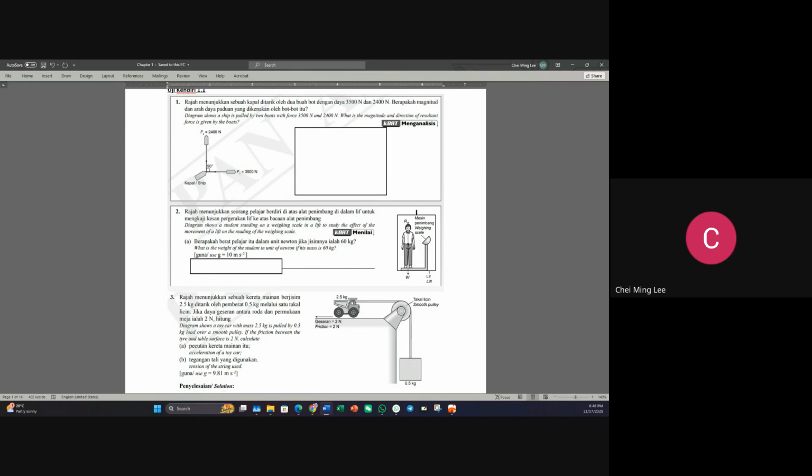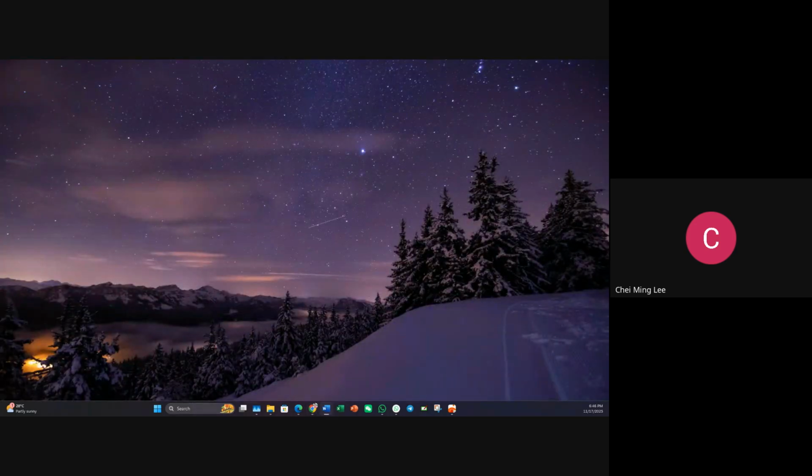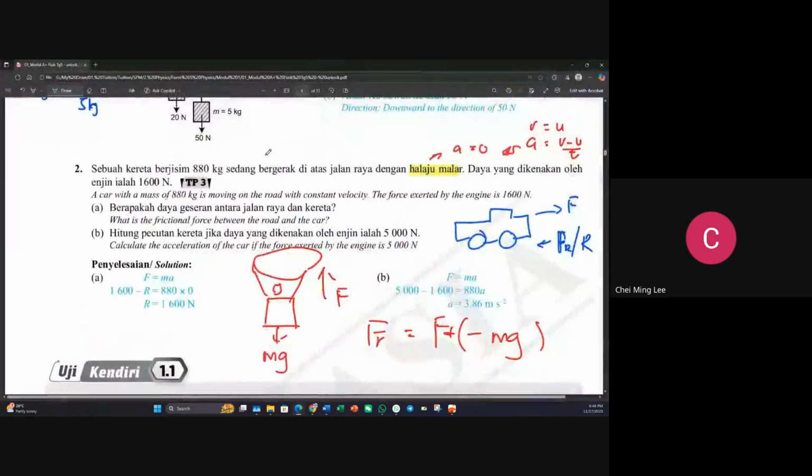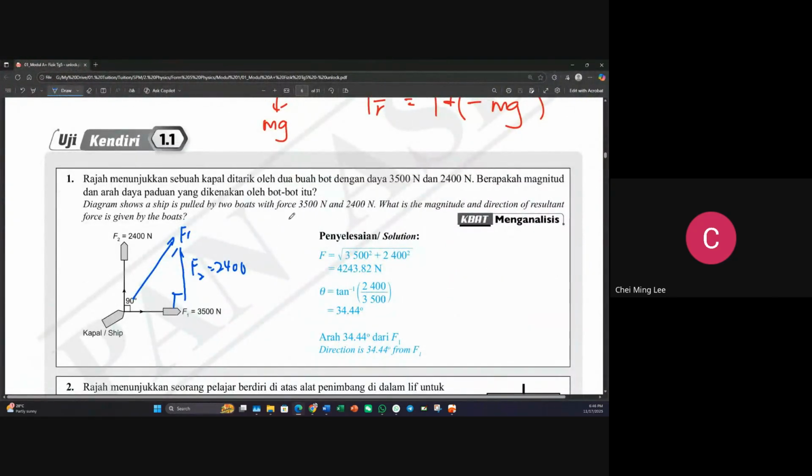Okay, done, huh? All done, huh? Good. So let's continue. First thing first, the diagram shows a ship which is pulled by two boats with a force of 3,500 Newton and 2,400 Newton. What's the magnitude and direction of the resultant force given by the boats?